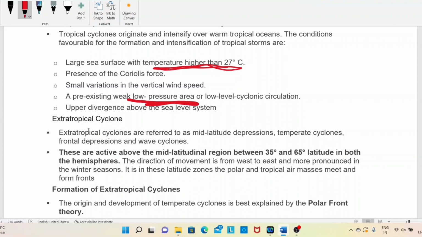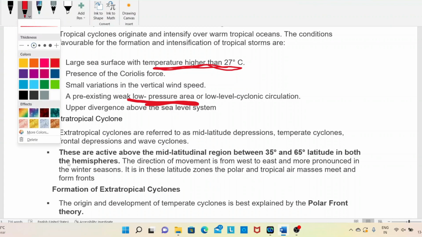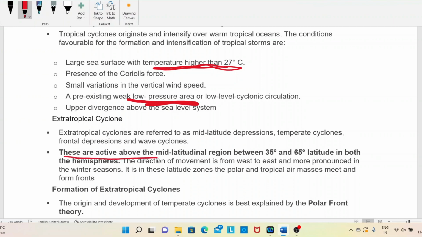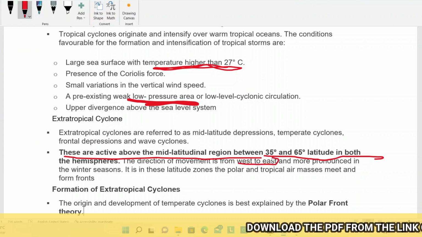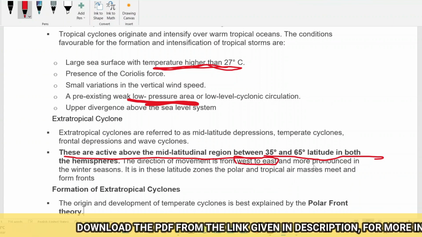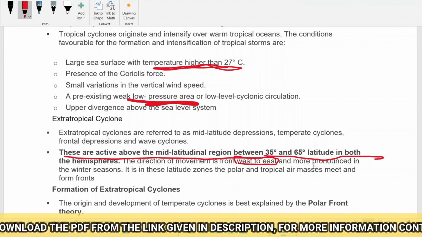Here the important point about extratropical cyclones is that they are active over the mid-latitudinal region between 35 degrees to 65 degrees latitude in both hemispheres, that is, the northern hemisphere and the southern hemisphere. The direction of movement is from west to east. The direction is very important. The extratropical direction is west to east, and they are more pronounced in winter seasons.